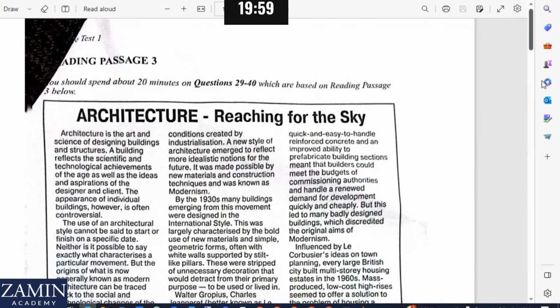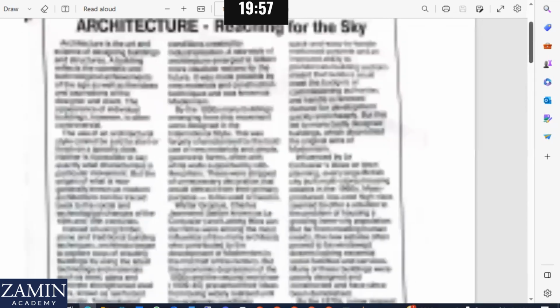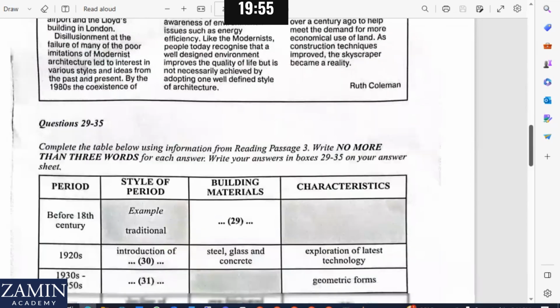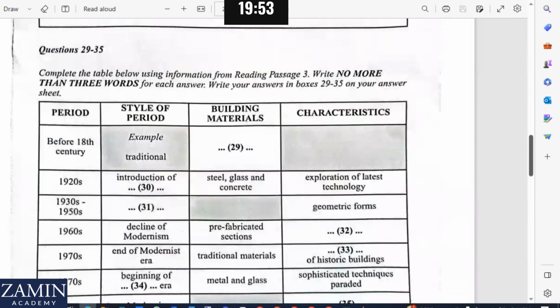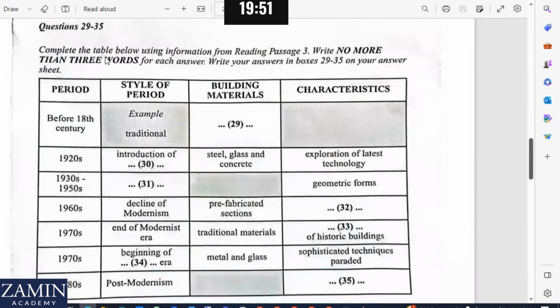So this is the passage. I'm not going to read the whole passage. I'm just going to go towards the questions and find the keywords. Complete the table below using information from the reading passage. Write no more than 3 words for each answer. Write your answers in boxes 29 to 35 on your answer sheet. Okay, number 29.